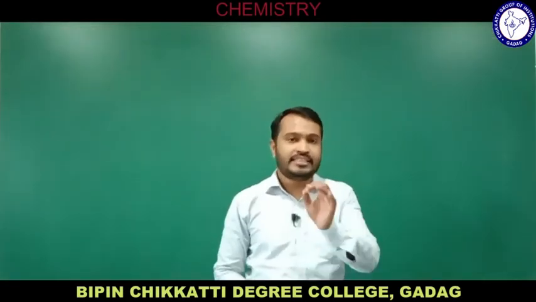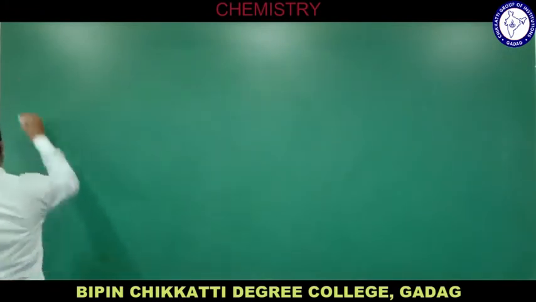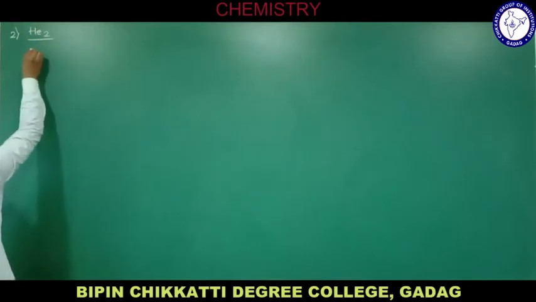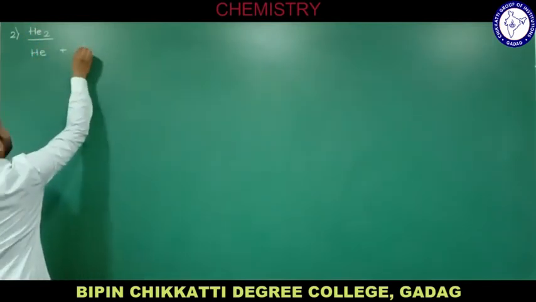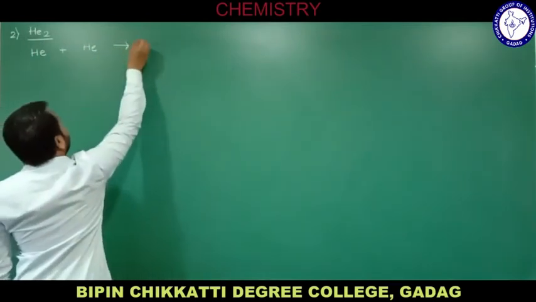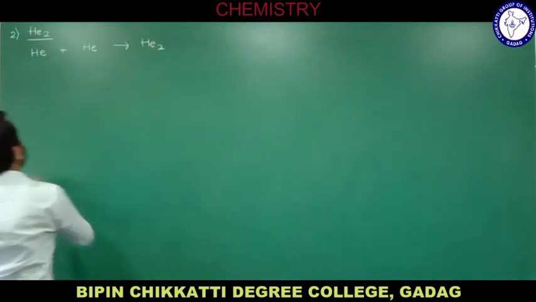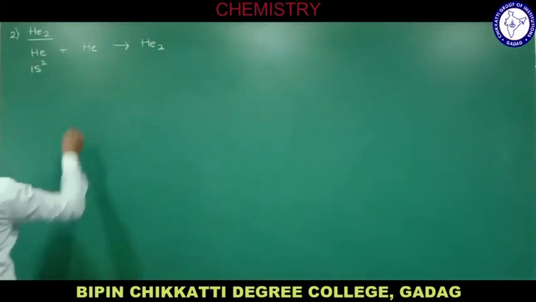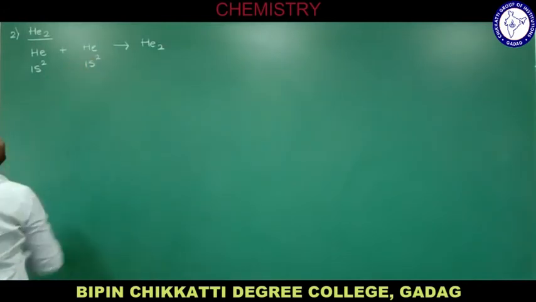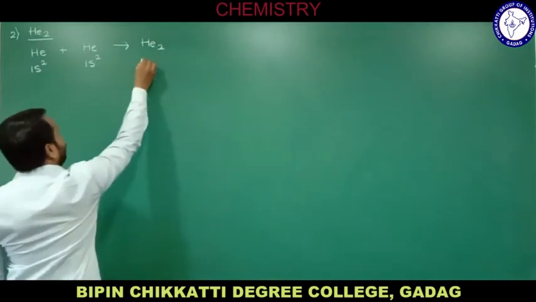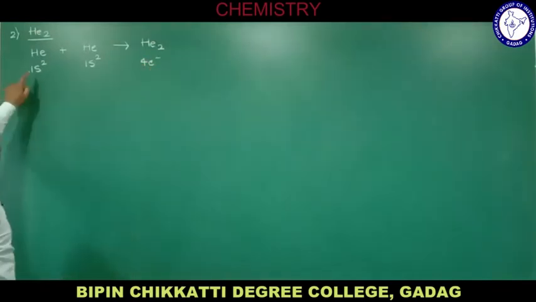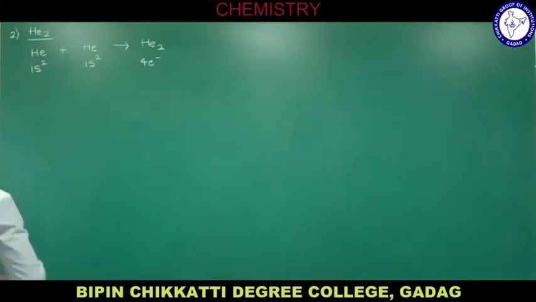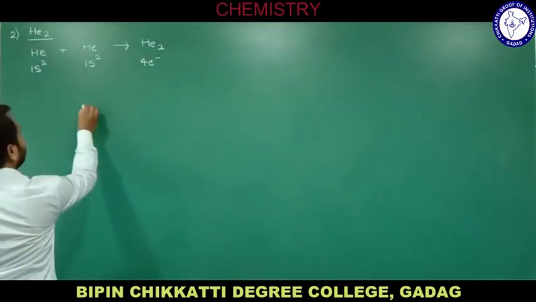Second example, the He2 molecule, the helium molecule, I am going to consider here. One helium atom combines with one more helium, we get a helium molecule. Electronic configuration of helium is 1s2, since atomic number is 2, 2 electrons we have. The total number of electrons in the molecule will be 4 electrons, 2 electrons from one helium atom and 2 more from the other helium atom. So 4 electrons have to be distributed in the molecular orbitals.